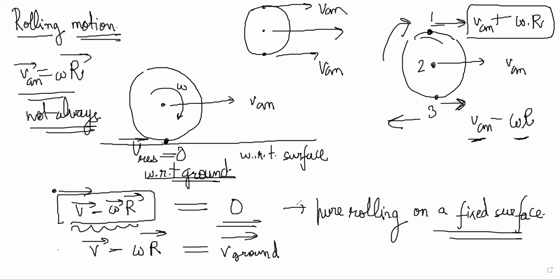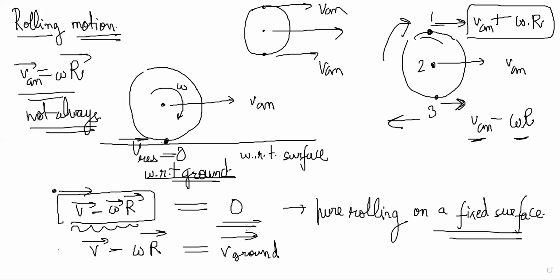If you are on an escalator or an inclined plane where the floor is moving, then VCM equal to omega r is not valid for pure rolling. Because if you move at that speed, you will be moving with respect to the surface, no? You are stationary with respect to an imaginary ground which was at rest, but actually the ground is moving.